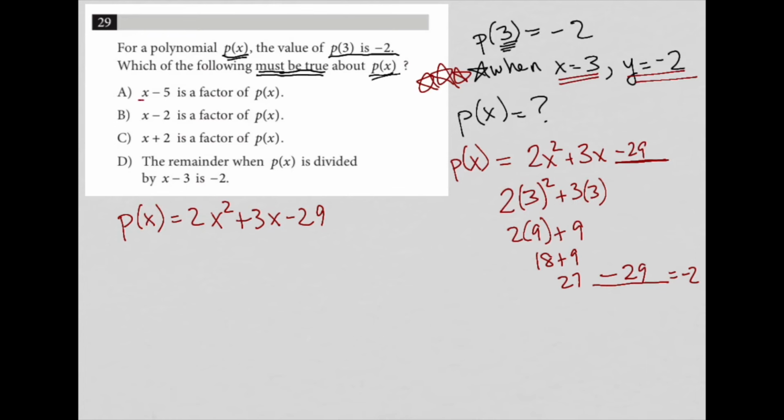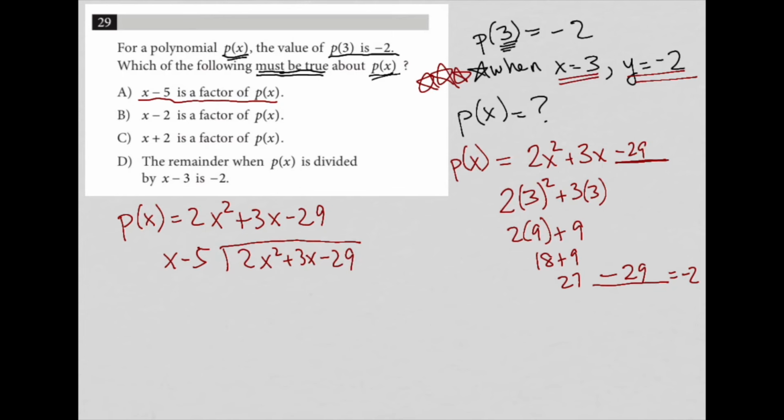X minus 5 is a factor. Well, is that true? If x minus 5 were a factor, that means that it will go into this 2x squared plus 3x minus 29 with no remainder. So let's try that out really fast.